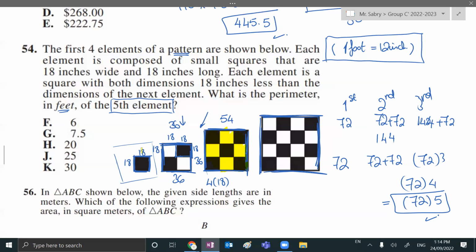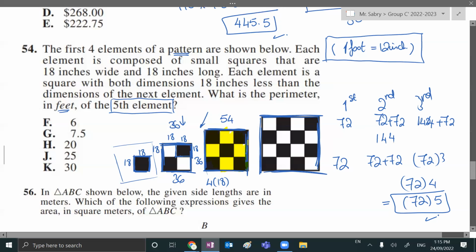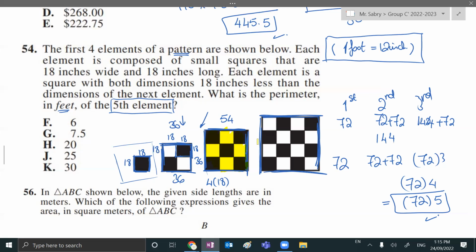They need the fifth element. So I'll just keep adding 72 five times. That's one way to do it. Another way is to find the side of the fifth square and then get the parameter of the fifth square as well. Does that kind of make sense? I actually need some questions or some sort of feedback so that I can tell you how to solve this one better.